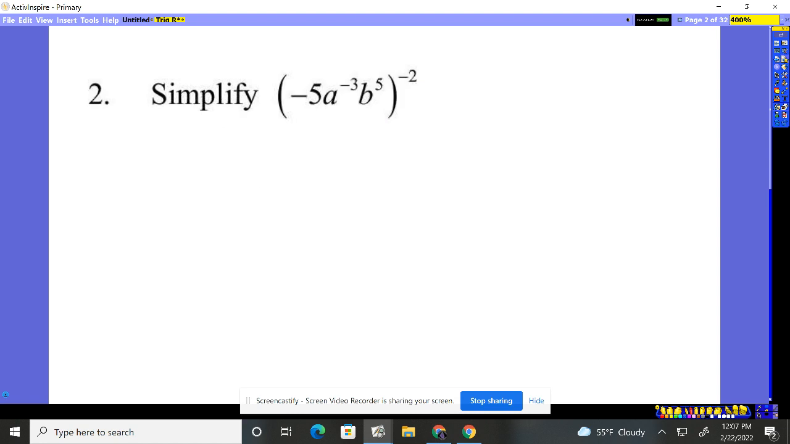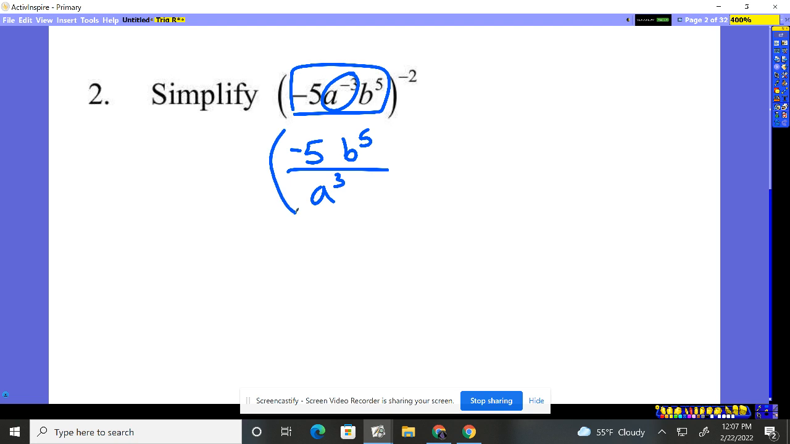Problem 2, simplify this. Now it's a negative exponent. First, I need to clean up the inside. Okay, I see a negative exponent on the inside, so I'm going to draw a fraction. The negative 5 stays. This comes to the bottom. B to the 5th stays up top. So I've cleaned up all the inside.